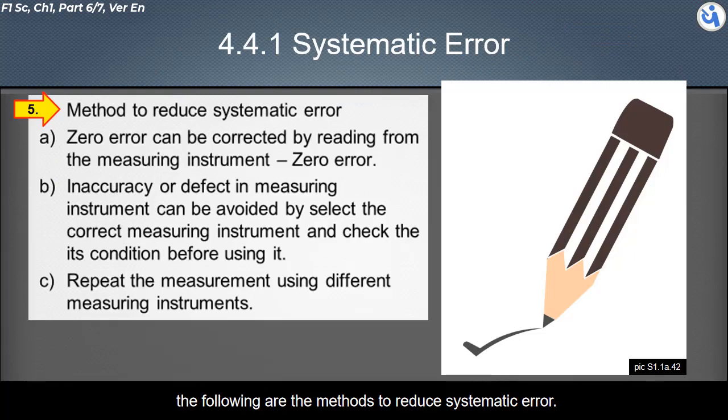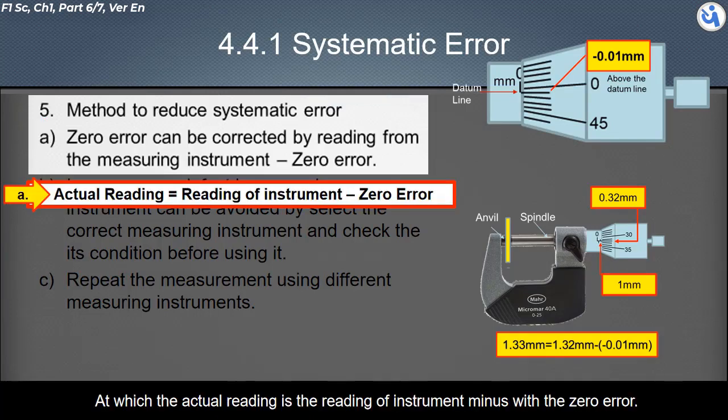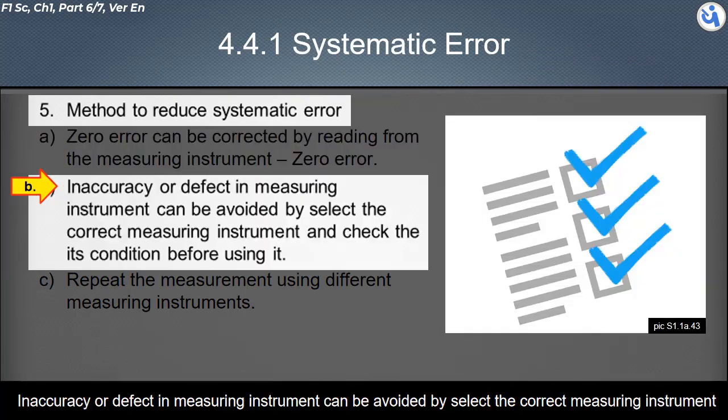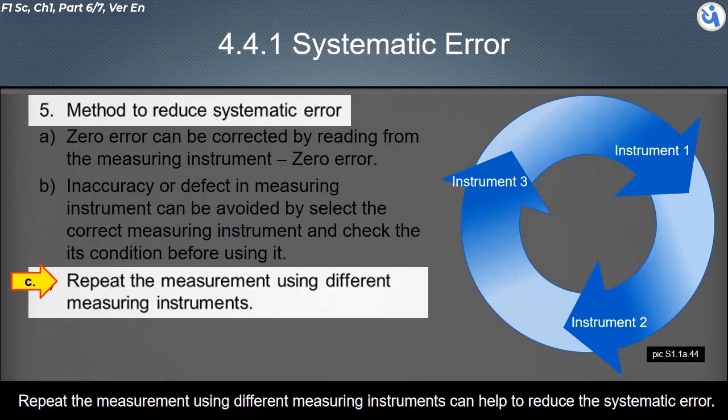The following are the methods to reduce systematic error. Zero error can be corrected by reading from the measuring instrument, where the actual reading is the reading of the instrument minus the zero. Inaccuracy or defects in the measuring instrument can be avoided by selecting the correct measuring instrument and checking its condition before using it. Repeating the measurement using different measuring instruments can help to reduce the systematic error.